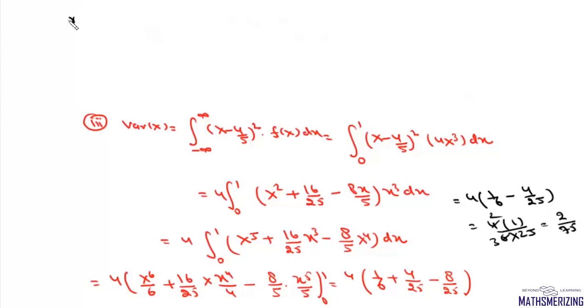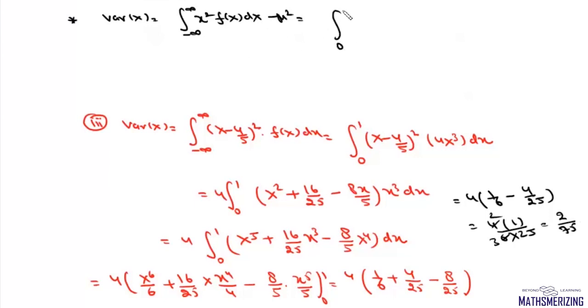And another method to calculate the variance for the same question is, we can write the variance of x as the integral from minus infinity to plus infinity of x squared fx dx minus mu squared. So it will be this integral. Now again fx is defined between 0 and 1.